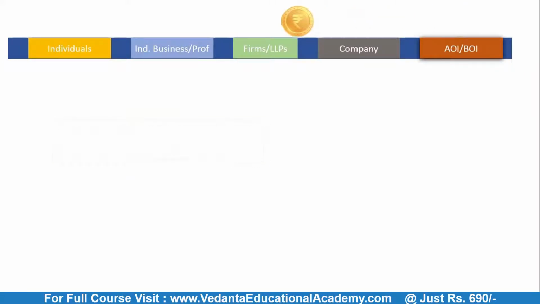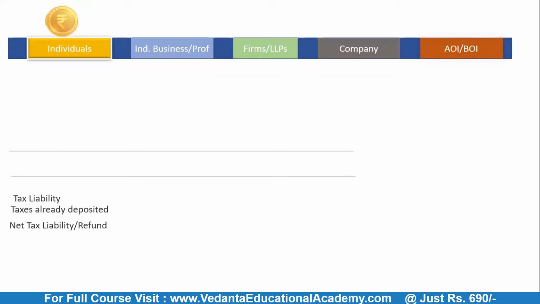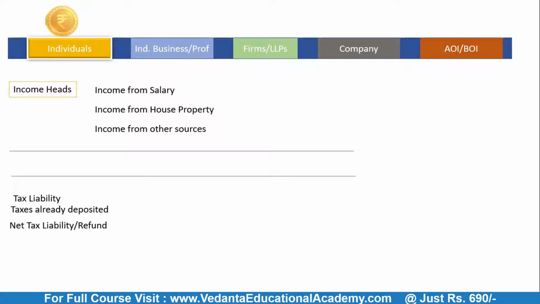Now we'll start the income tax computation for individuals first, then we go for individual proprietorship business and profession. An individual person who has income under the heads of income from salary, income from house property, and income from other sources, all together is known as the gross total income. From the gross total income we will be deducting the deductions. Now let's take an example.